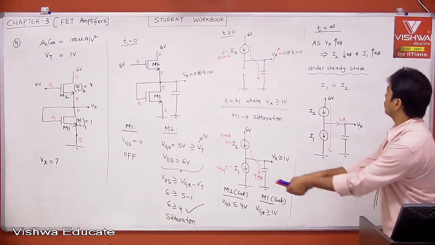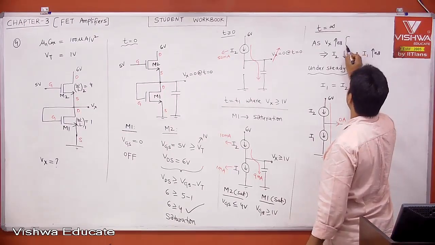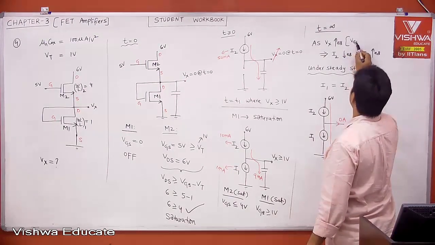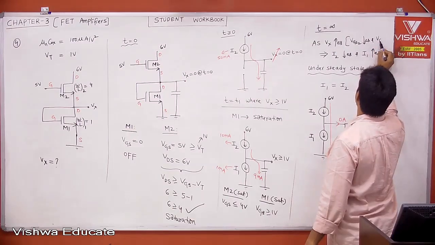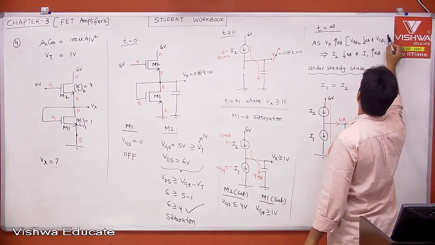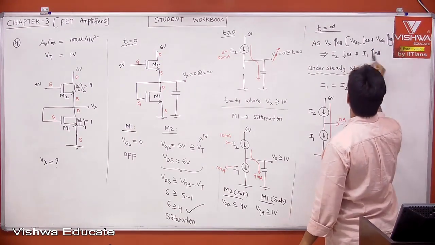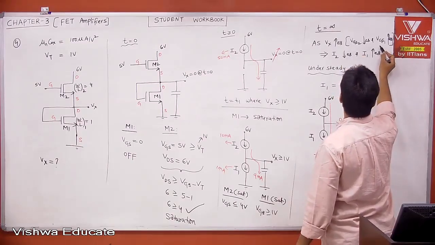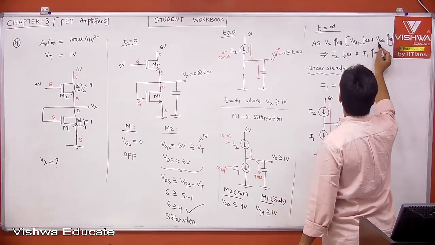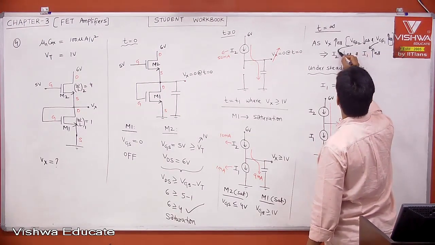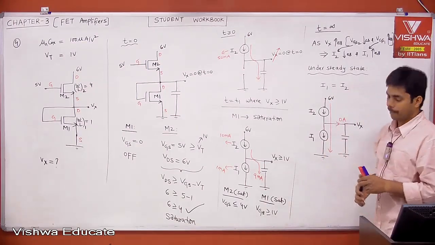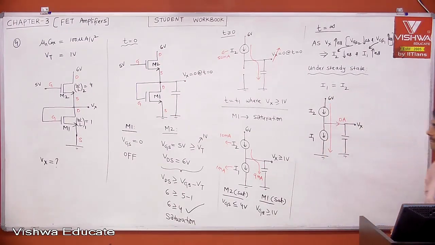As Vx increases, maybe in bracket I can write down, the VGS2 decreases and VGS1 increases. That is the reason why I2 is decreasing and I1 is increasing. That's why, but definitely less than 4, no doubt about it.